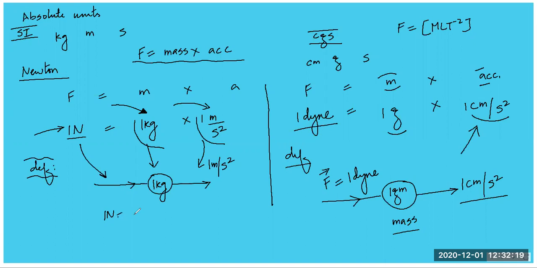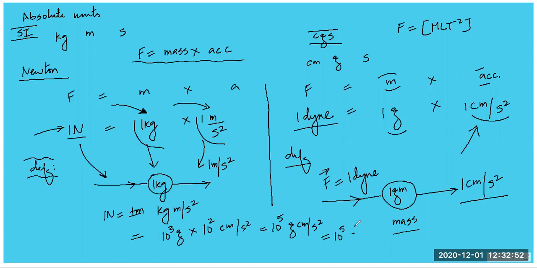Now, the interconnection of Newton and dyne. 1 Newton is equal to 1 kilogram meter per second square. Let's convert kilogram into gram, 10 raised to power 3 gram. Let's convert meter into centimeter, 10 raised to power 2 centimeter per second square. Now this will be equal to 10 raised to power 5 gram centimeter per second square. This is equal to 10 raised to power 5 dyne. So 1 Newton is equal to 10 raised to power 5 dyne.